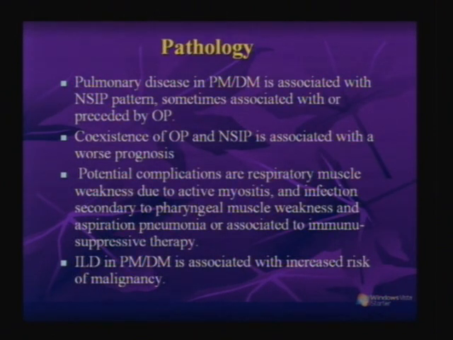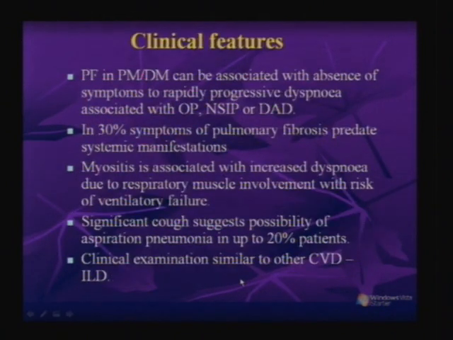Coming to the pathology, the pulmonary disease in polymyositis, dermatomyositis is associated with the NSIP pattern most commonly. Sometimes it is associated with or preceded by the organizing pneumonia pattern. Coexistence of organizing pneumonia and NSIP pattern is associated with a worse prognosis. Potential complications are respiratory muscle weakness due to active myositis and infection secondary to pharyngeal muscle weakness and aspiration pneumonia, and this is associated more with use of immunosuppressive therapy. ILD in polymyositis and dermatomyositis is associated with increased risk of malignancy.